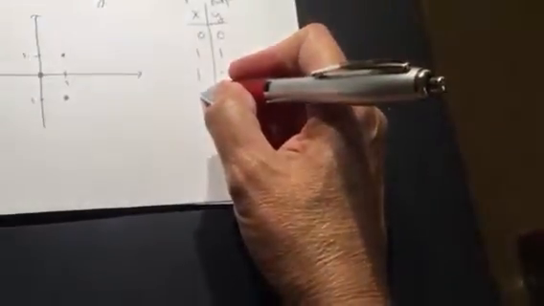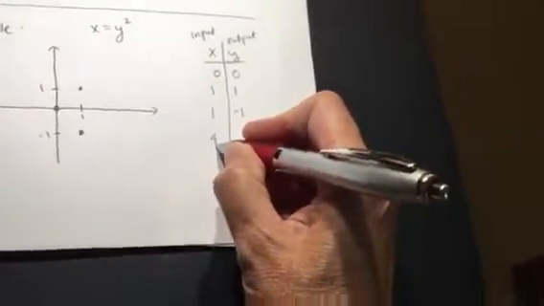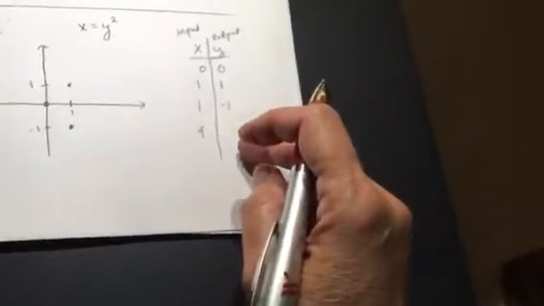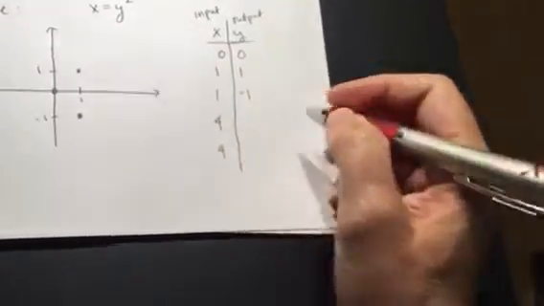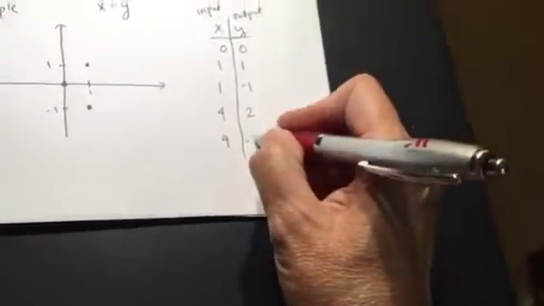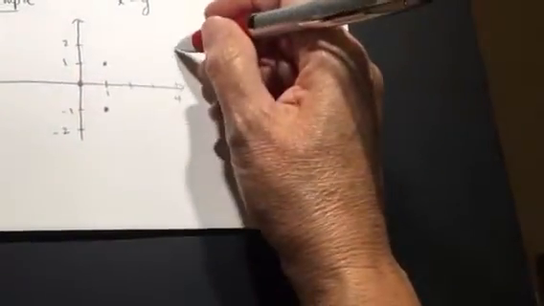What's another one? 4? 4 for x? What could I square and get 4? 2 or -2. So there's 4 on x, 2 or -2.